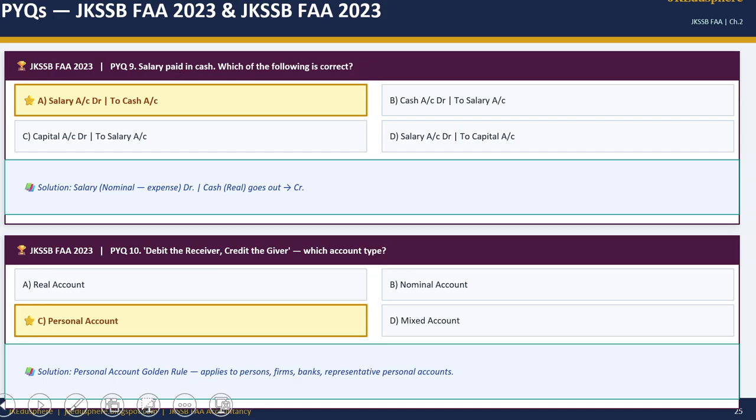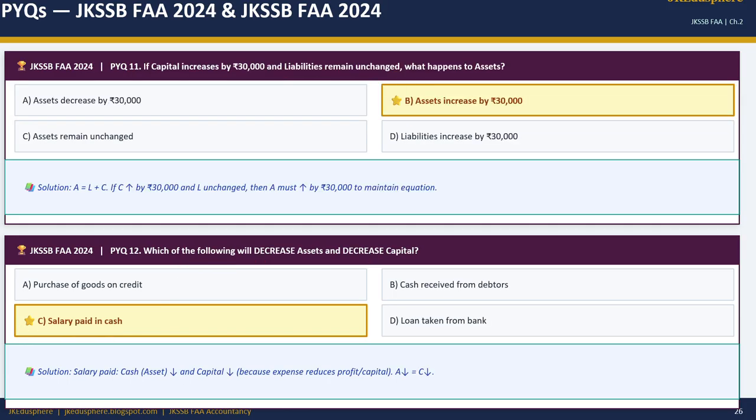Then salary paid in cash. Which of the following is correct? Salary account is debited to cash account. So what about personal account? Debit the receiver and credit the giver. If capital increases by 30,000, asset increases by 30,000. So simple: asset is liability plus capital. Capital will increase by 30,000, and asset will also increase by 30,000.